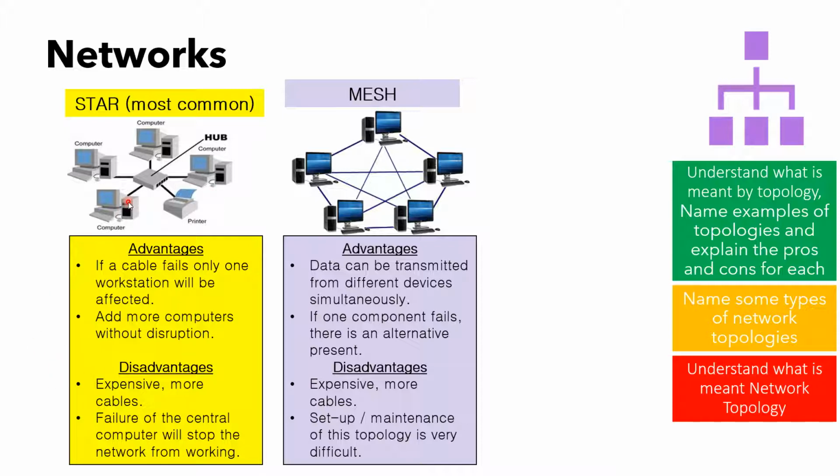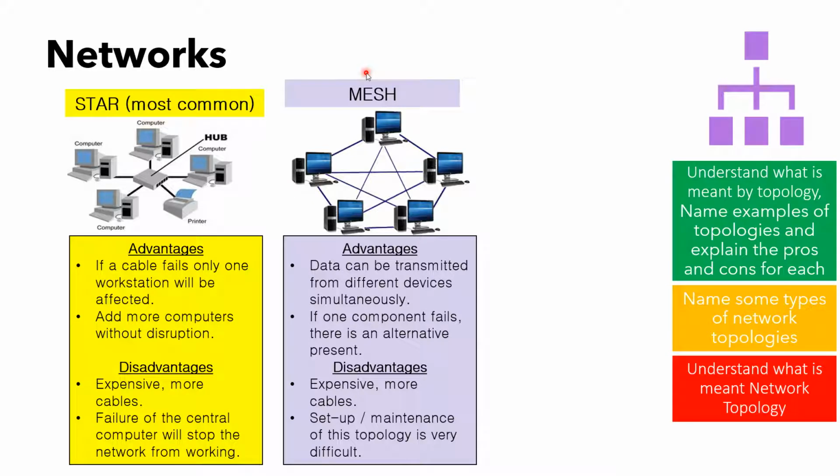Again, it's easier to add devices to it because you can literally just plug another cable in and have more computers. It's expensive because you need more cables, and these hubs are not very cheap. Failure of the hub, this bit here, will mean all of these devices fail, because if this hub breaks, all these computers and printers are not getting access to the network.